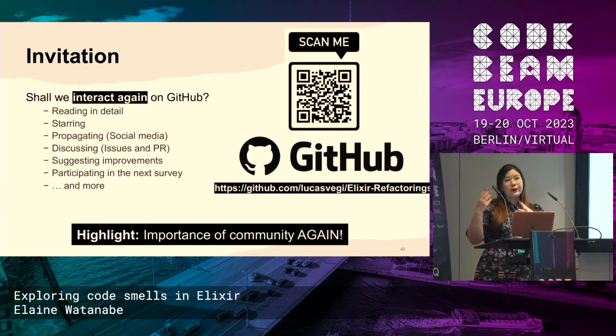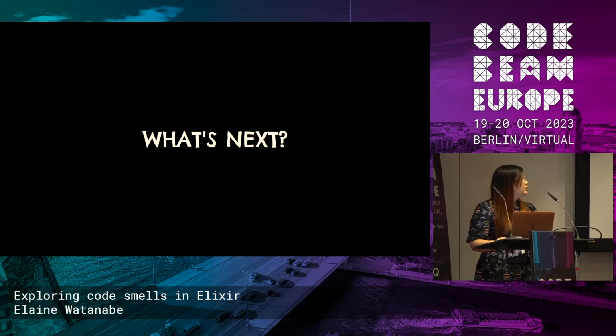So it's not only opening issues and joining the discussions on GitHub, but also sharing the links, starring the repos to bring visibility to other communities on GitHub. Suggest improvements, not only in the refactoring, but also in the code smells. And maybe join the next survey. This is an important part of that research. It was built with community support, with the Elixir community supporting that research, and it is returned to the community again as part of the documentation. And this is the goal for the Elixir refactorings.